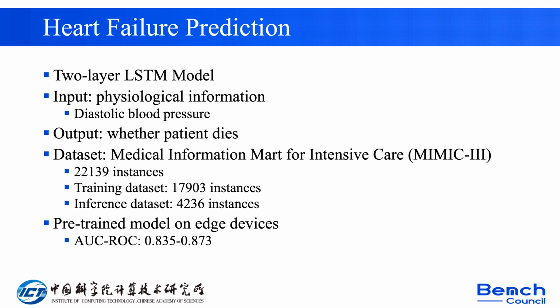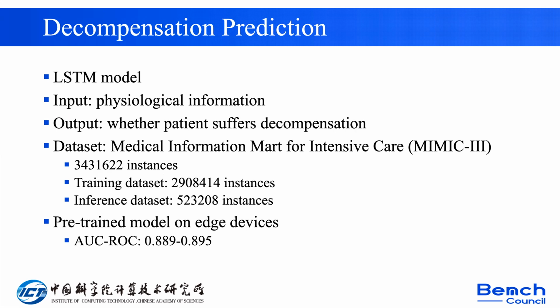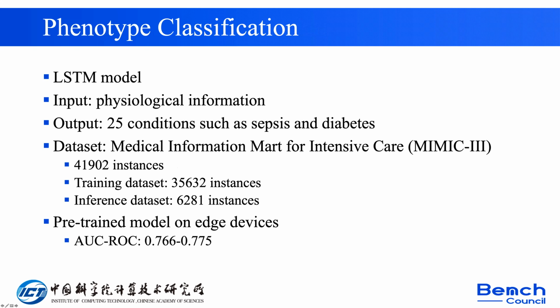Heart failure detection uses the information of the first 48 hours in ICU to predict the heart failure. It uses a 2-layer LSTM model. And this is our reported data. And the decompensation prediction also uses the LSTM model. And this is this task's information. And the phenotype classification also uses an LSTM model, and this is the information.